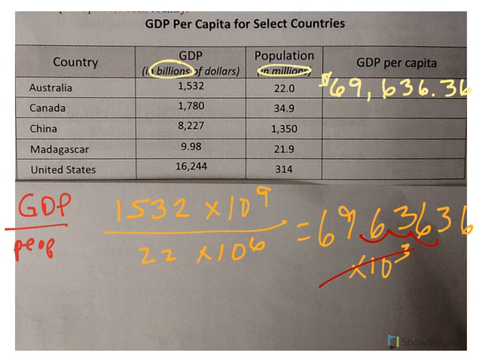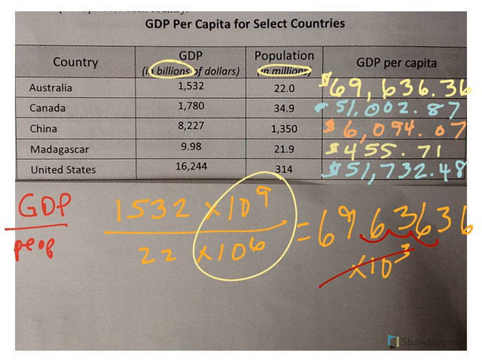Okay, and all of these are going to be billions over millions, so you're going to be dealing with the 9 over 6, moving the decimal 3 places for all of them. So I want you to go ahead and hit pause and go find the GDP per capita for the other 4 countries, and then come back and see if your answers match mine.